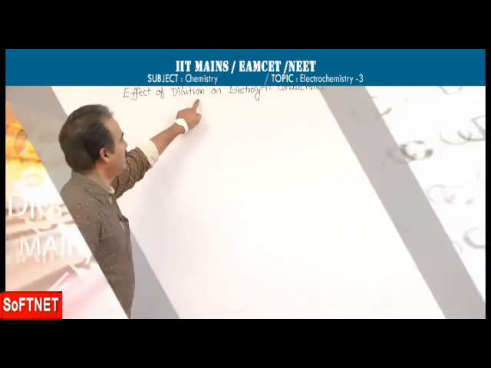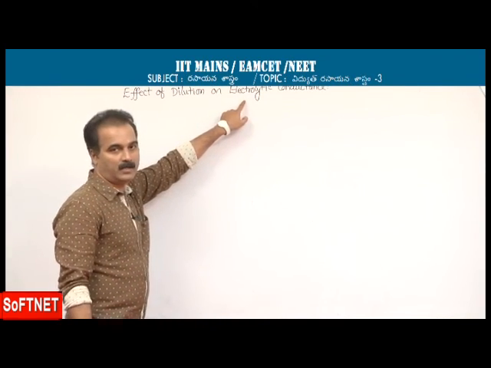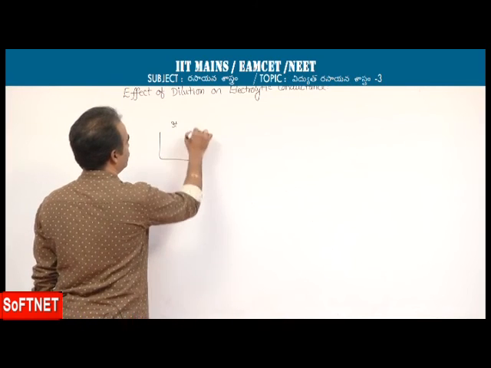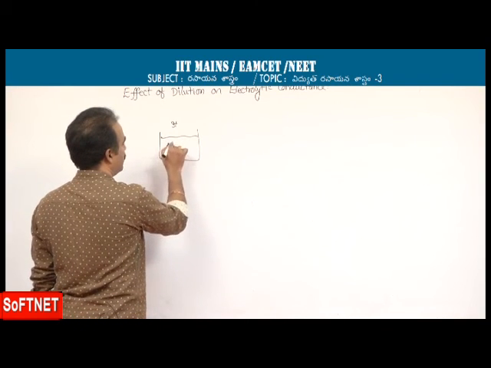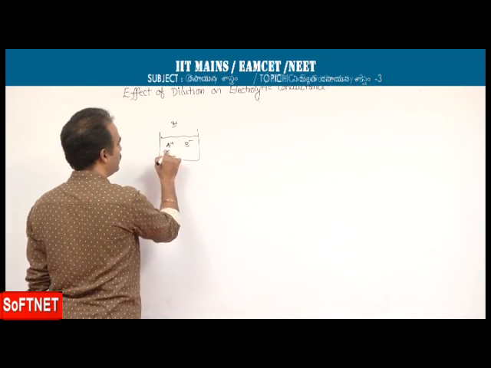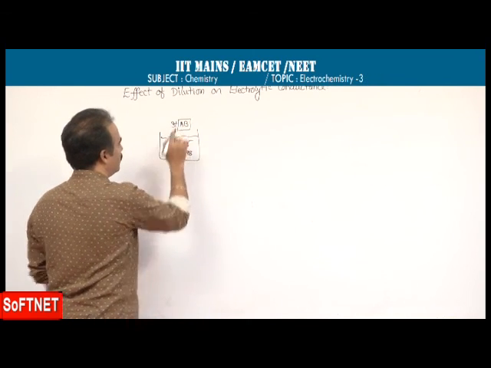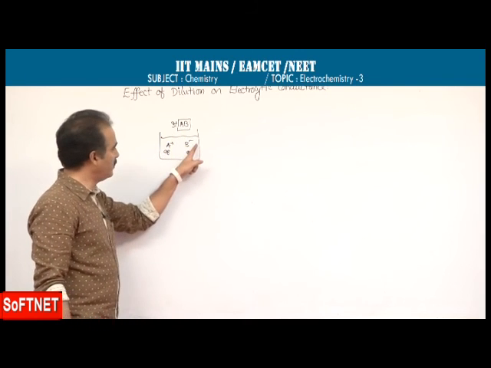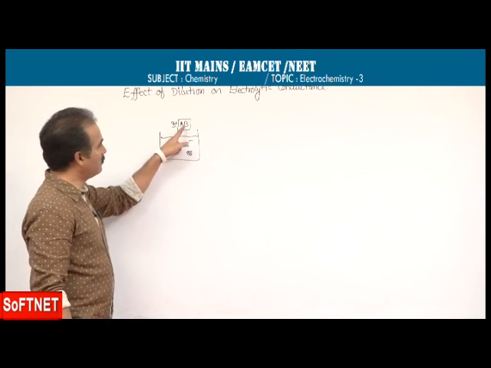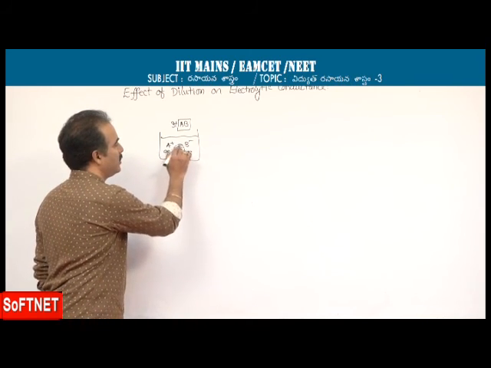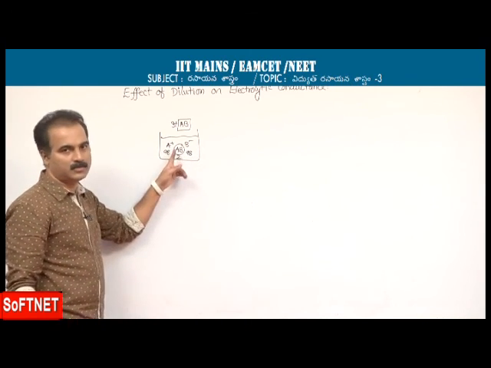The effect of dilution on electrolytic conductance. When you take a strong electrolyte, it is almost 100% dissociated or ionized. So, if you add AB, an electrolyte giving A plus and B minus, which is a strong electrolyte, maximum dissociation occurs. There is a little undissociated AB in the solution.